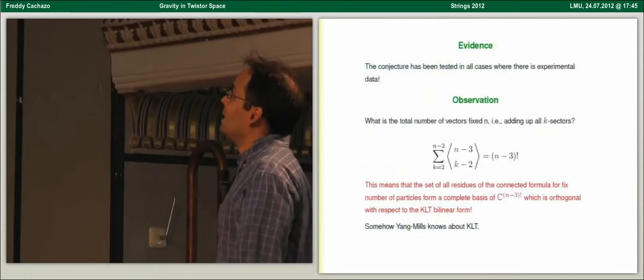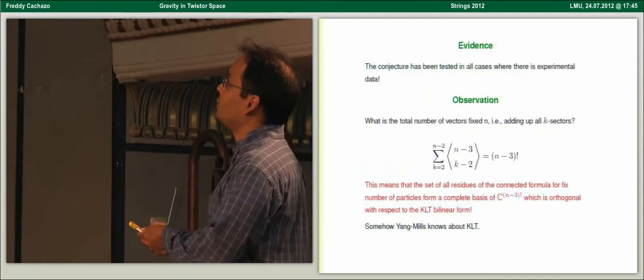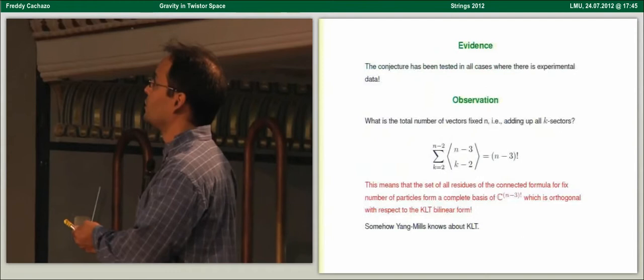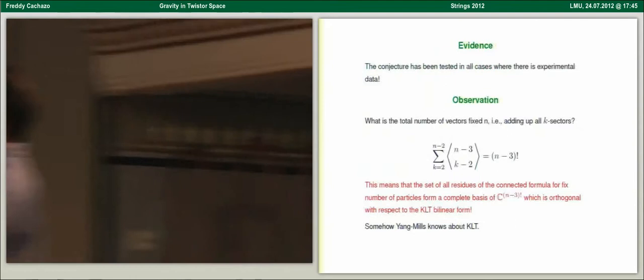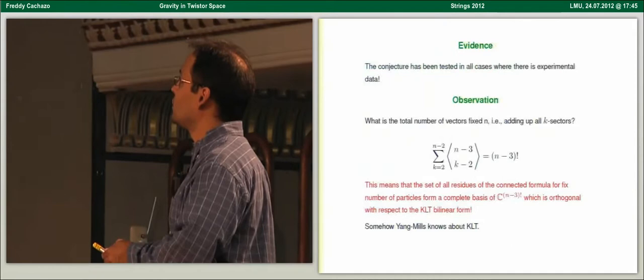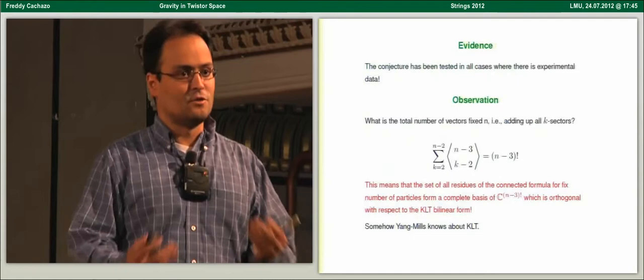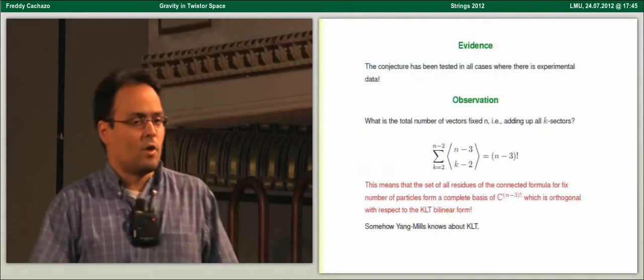Now, here is the observation I hope you made, which is that the total number of vectors for fixed n is obtained by adding all the number of solutions for all k sectors. But the nice property of Eulerian numbers is that they add up to precisely (n-3) factorial. This means that the set of all residues of the connected formula for a fixed number of particles form a complete basis of C^((n-3)!), which is orthogonal with respect to the bilinear form. Somehow, Yang-Mills knows that it wants to play nicely with something called KLT in a way that is still mysterious to us.